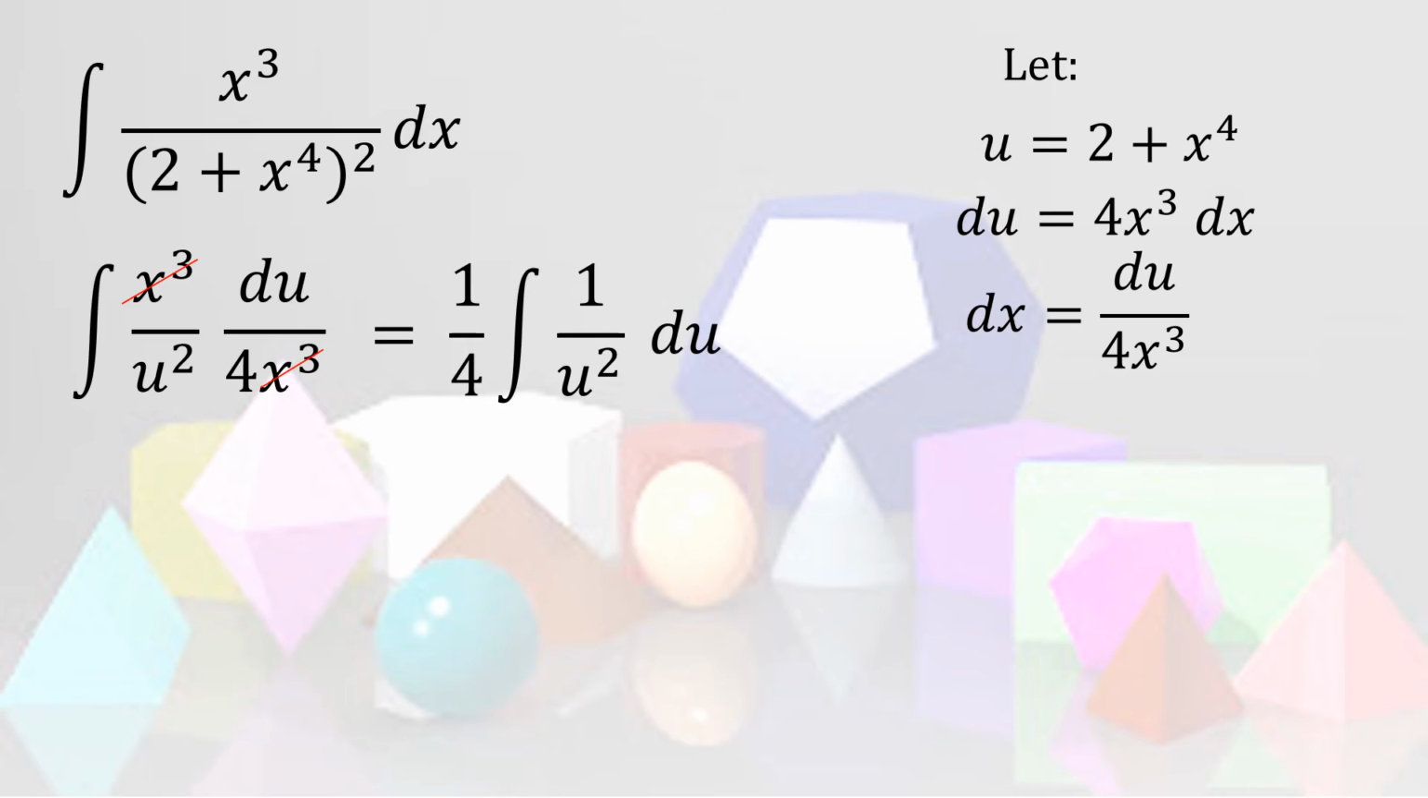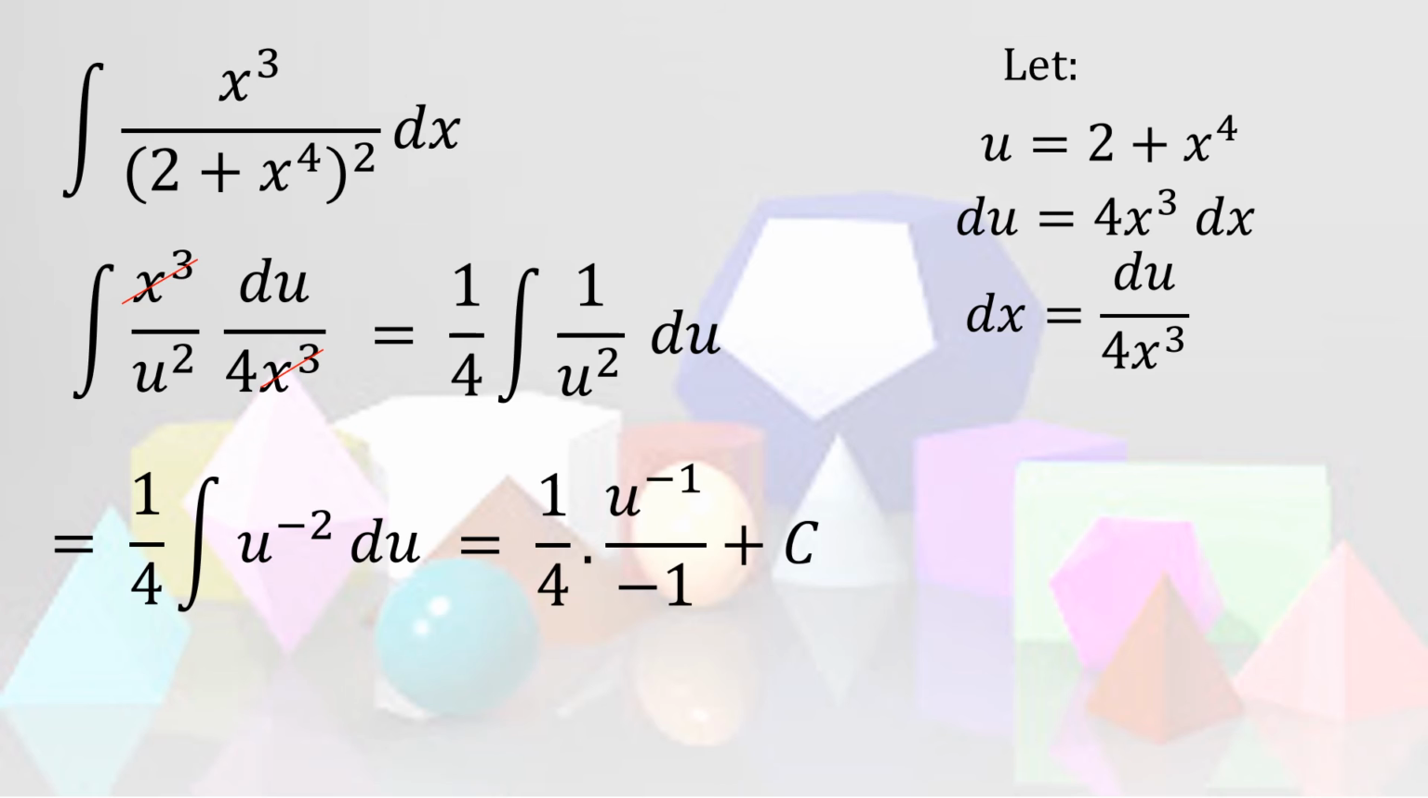So in here, we are going to integrate 1 over u squared. But it is better if we make our fraction a whole number. So we will be having u to the negative 2. Once you put u squared in the numerator, the exponent will become negative. So we have 1/4 times the integral of u to the negative 2 du. So from here, we are going to integrate u to the negative 2, which is equal to u to the negative 1 over negative 1, since negative 2 plus 1 is negative 1.